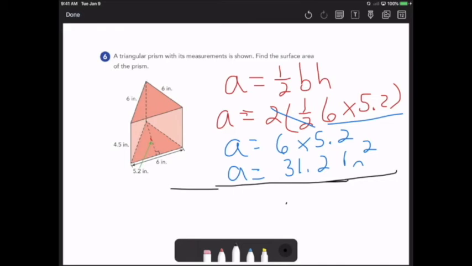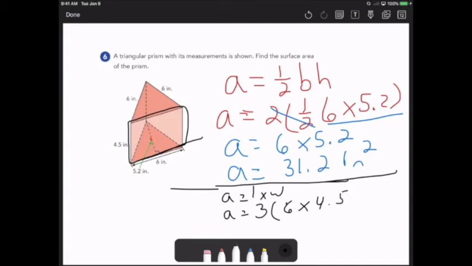So now we need to figure out the rectangles. There's going to be three rectangles, and I'm just going to highlight the rectangle right here. The area for a rectangle is length times width, and we have three of them. So the area is going to equal 3 times the length, which is 6, times 4.5. I'm going to multiply the 6 times 4.5 first, and that's going to be 27. So it's 3 times 27, so the area will equal 81 inches squared.